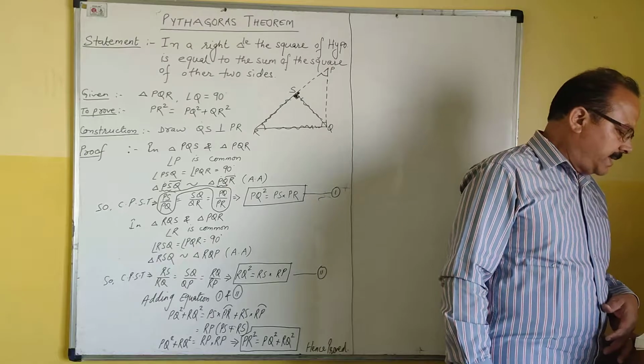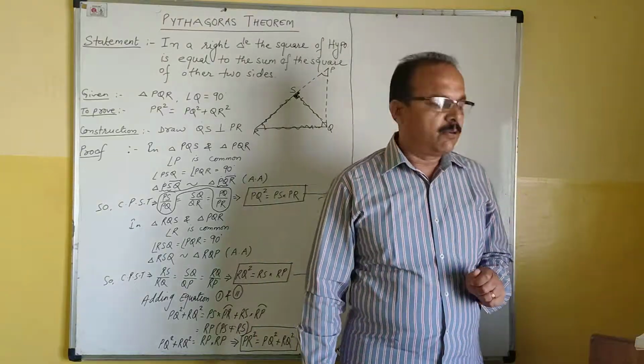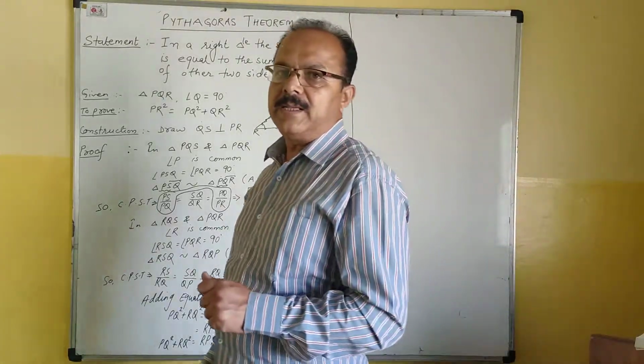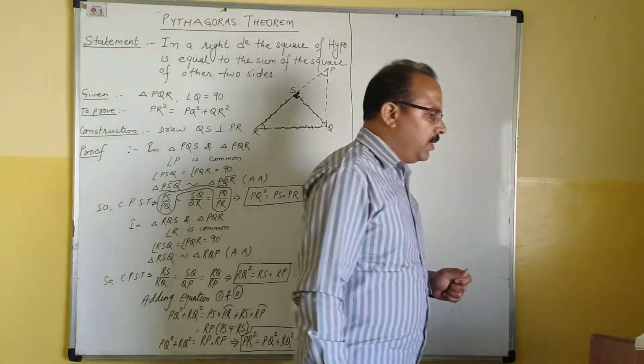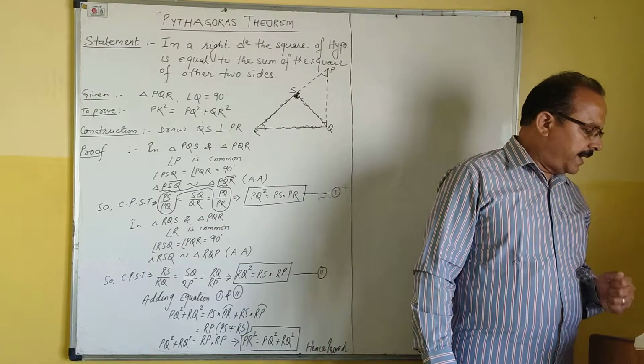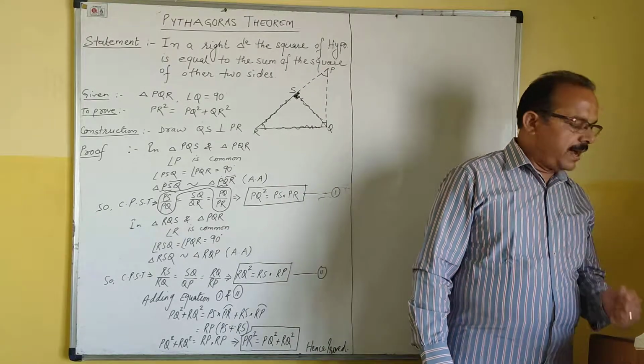Now let's move on to exercise number 6.5. Question number 1. Sides of a triangle are given below. Determine which of them are right triangles. In case of a right triangle, write the length of the hypotenuse.